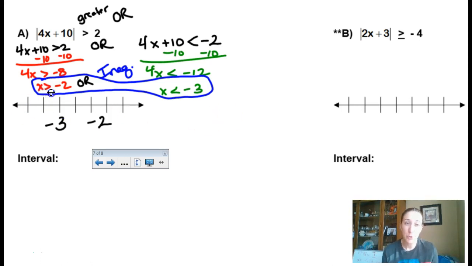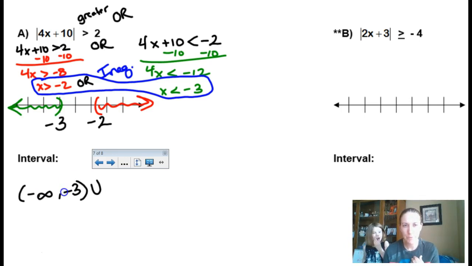Everything greater than negative 2 would be like this, or anything less than negative 3 would be like this, which is what an OR should look like, so that made sense. So when I pick up that graph and write it as an interval, I get negative infinity to negative 3, jump, and then negative 2 to infinity. Good donut?